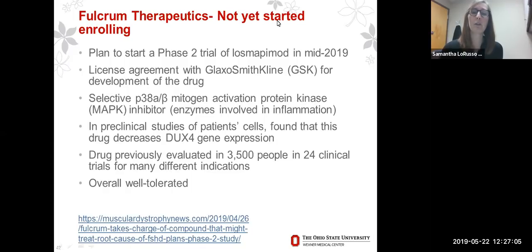The reason why Fulcrum is looking at this drug for FSH is that in preclinical studies, it was found that the drug actually decreases DUX4 gene expression. So again, this is super exciting, and really for the reason that this is going to be the first trial that's looking at a drug that gets at the FSH disease mechanism.